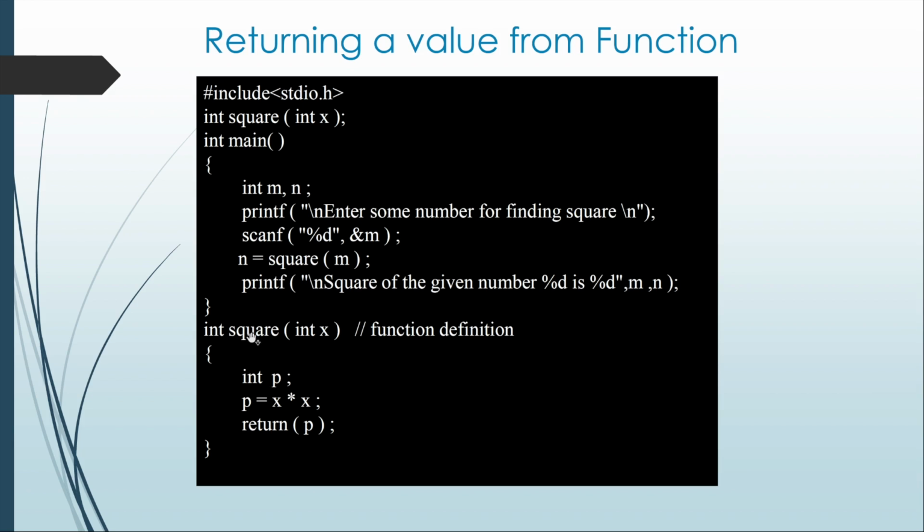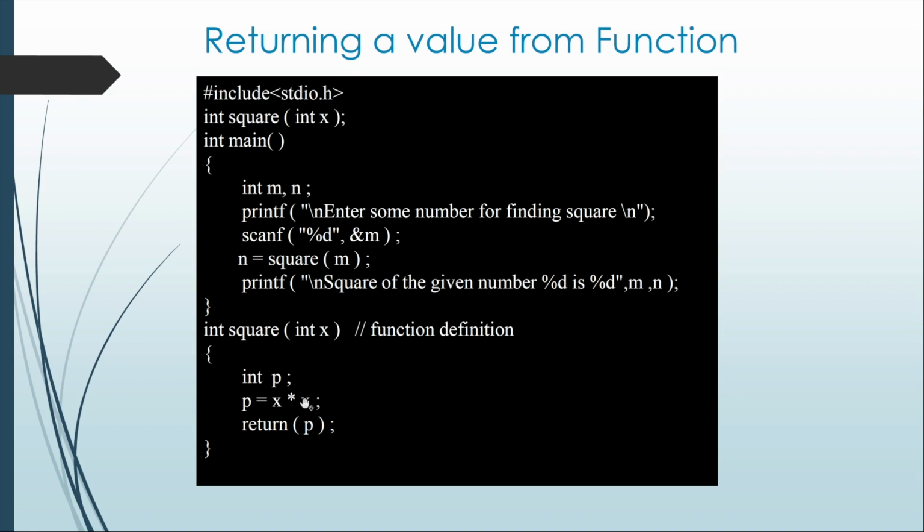So square int x, this is a formal argument, and m is the actual argument, m is getting passed here. Whatever the user entered, the value will be passed over here. For example, if I entered 5, then 5 is the value passed here, and then int p, I have declared another variable here, and p is equal to x into x. Square means it is just 5 squared. So 5 into 5 is 25.